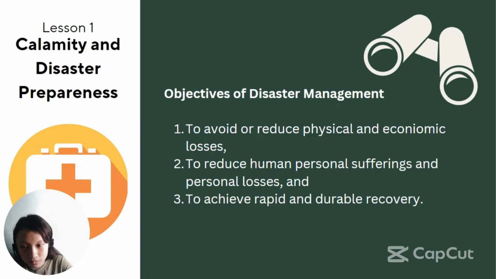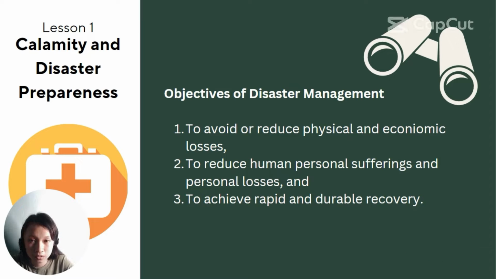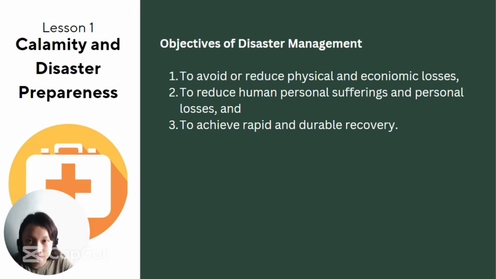Then, objectives of disaster management. These are the aims or goals of disaster management. Number 1 is, of course, to avoid or reduce physical and economic losses. And then number 2, to reduce human personal suffering and personal losses. And then number 3, to achieve rapid and durable recovery. So it is very self-explanatory. Those are the aims or goals of disaster management.